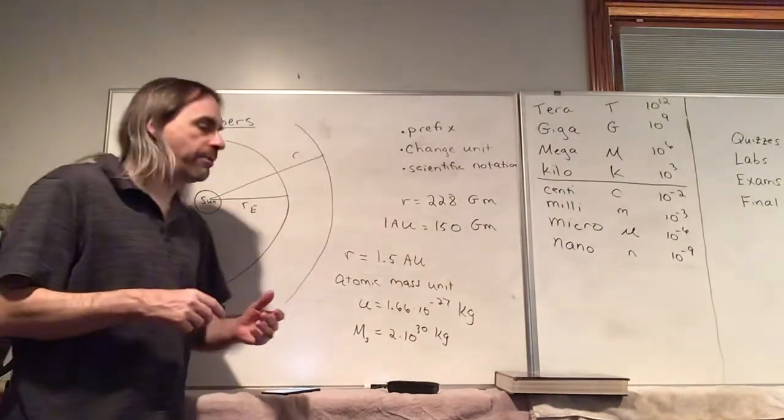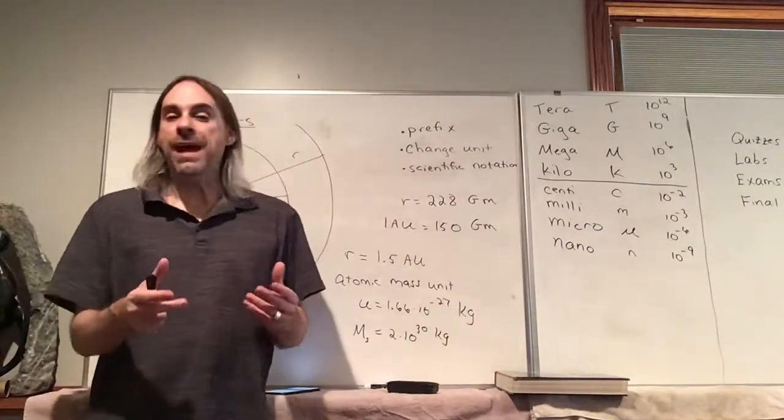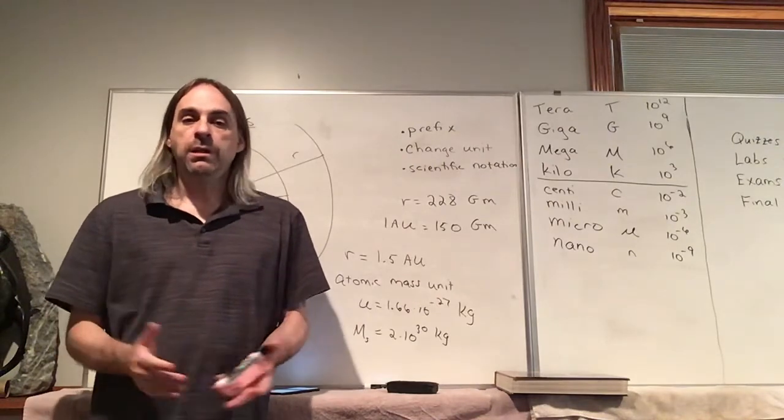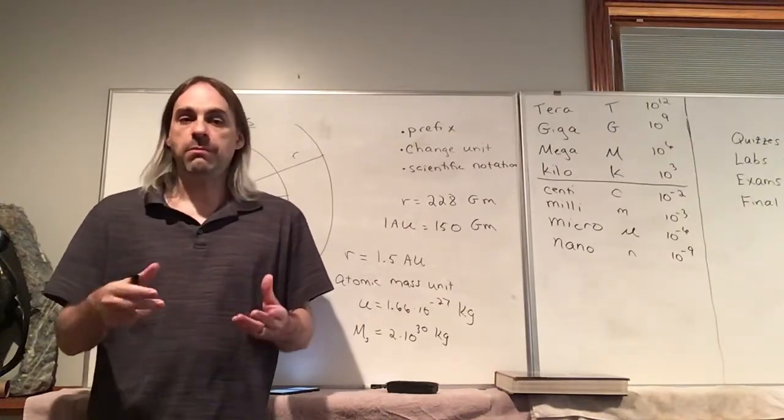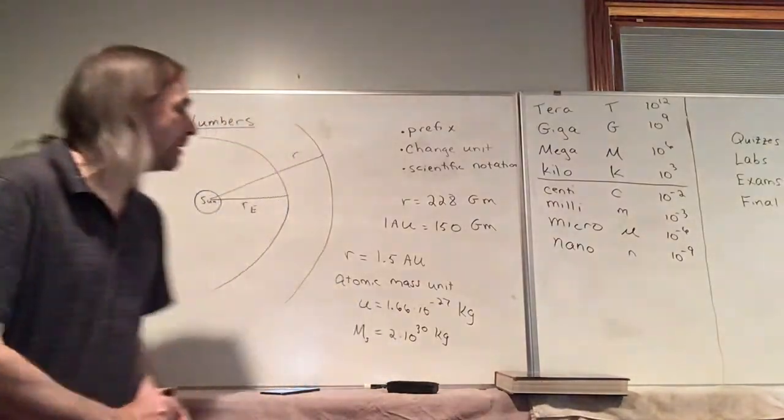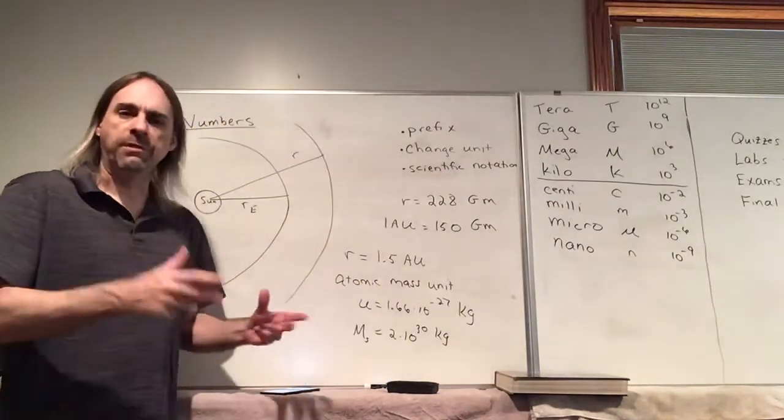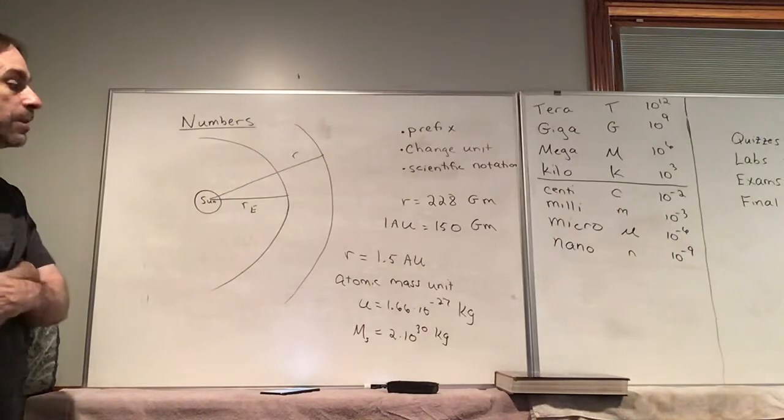And so if I tell you there's a star that has a mass of 3.5 solar mass units, it's about 3.5 times as big as the sun. At least in terms of mass, not in terms of volume, but in terms of mass it would be.